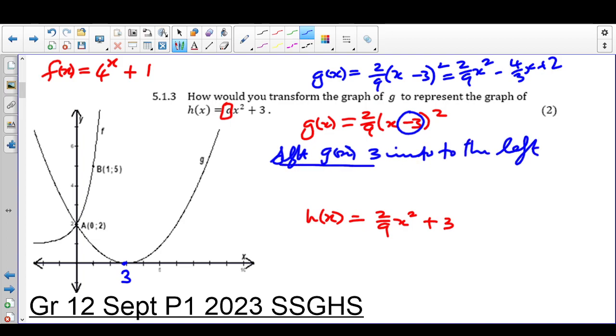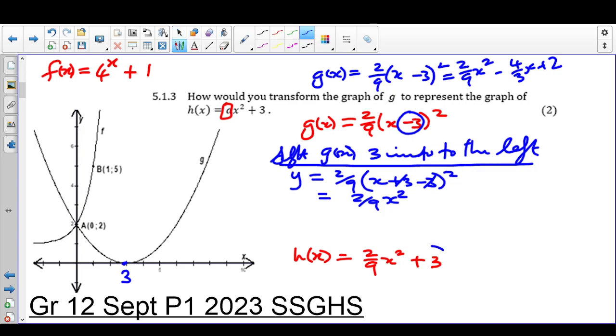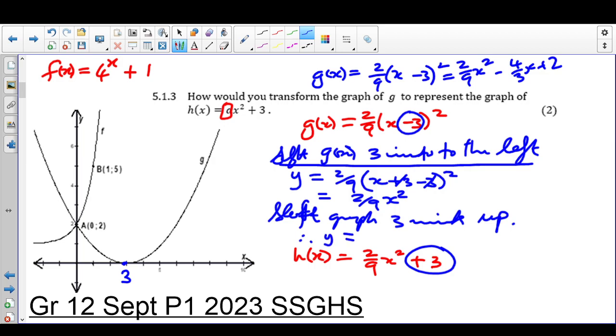If I do this, then y is equal to 2 over 9 x plus 3 minus 3 squared, which simply gives us 2 over 9 x squared. Is that what h of x is? Not yet. Then what happens to the graph? Then the graph shifts 3 units up. By doing that, you'll get y is equal to 2 over 9 x squared plus 3.